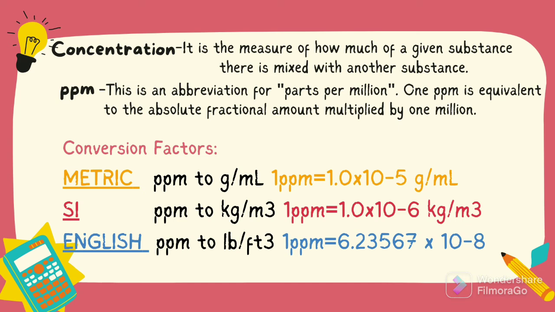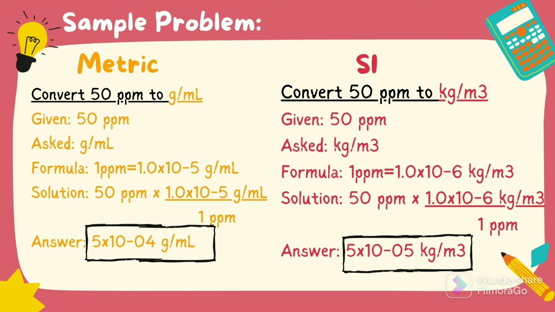So let us have this sample problem. We are tasked to convert 50 ppm into the metric unit gram per milliliter. Let us write down our given 50 ppm, our asked gram per milliliter, and our formula: 1 ppm is equal to 1.0 times 10 to the negative 5 gram per milliliter. If we are going to solve this, we just replace the given value: 50 ppm times 1.0 times 10 raised to negative 5 gram per milliliter divided by 1 ppm. In solving this, we will get the final answer 5 times 10 raised to negative 4 gram per milliliter. So that's for our metric unit.